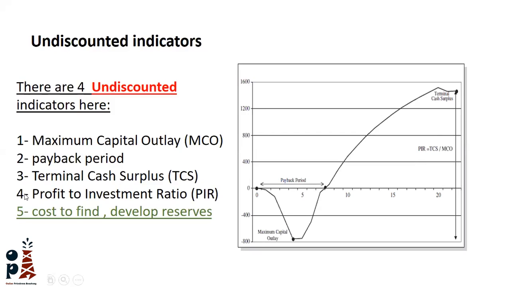And the fourth parameter is what we call the profit to investment ratio. Simply, it is the terminal cash surplus divided by the maximum outlay. And the last one is cost to find or develop reserve. So let's talk about each one.